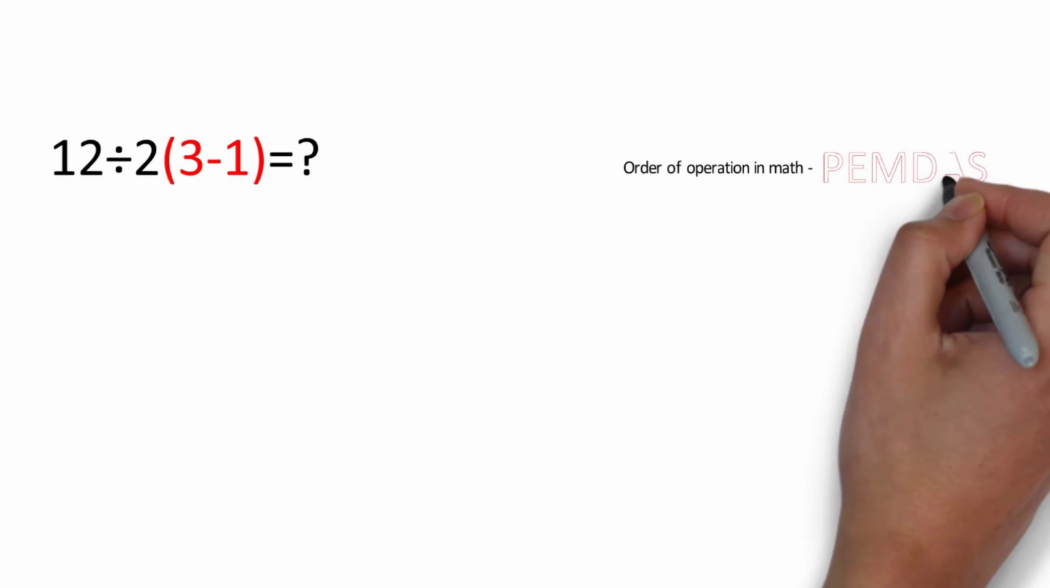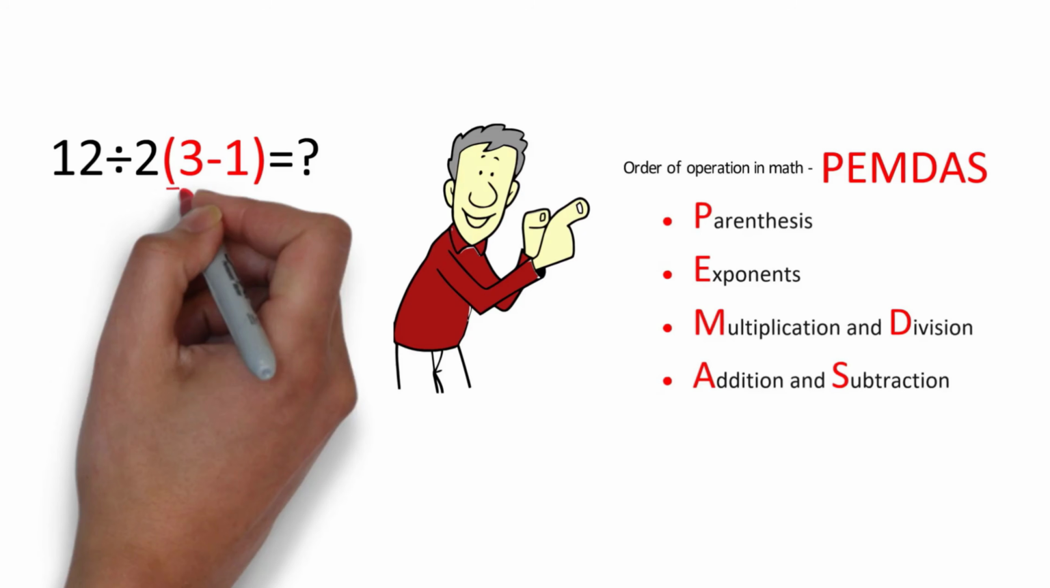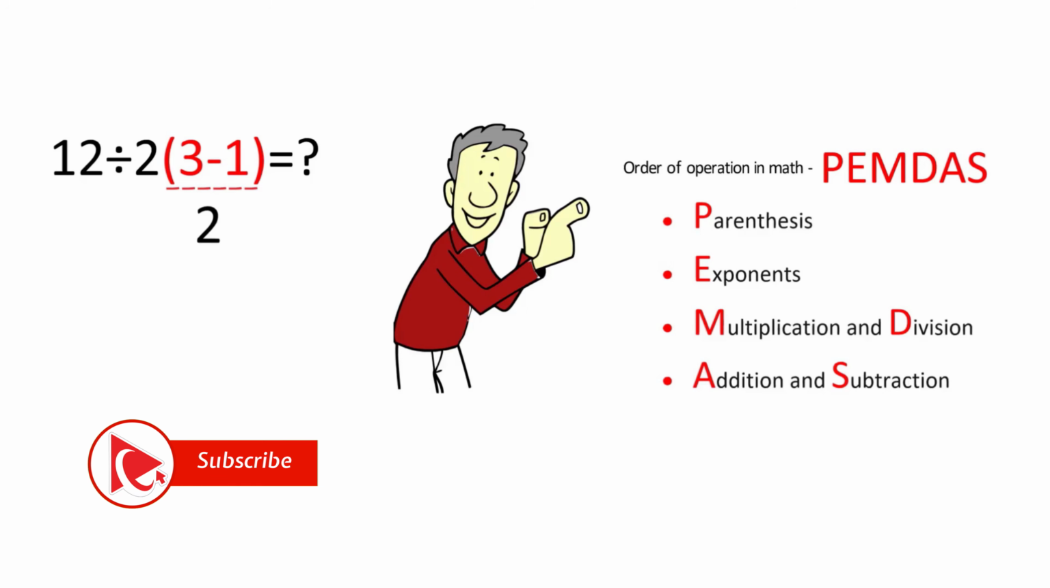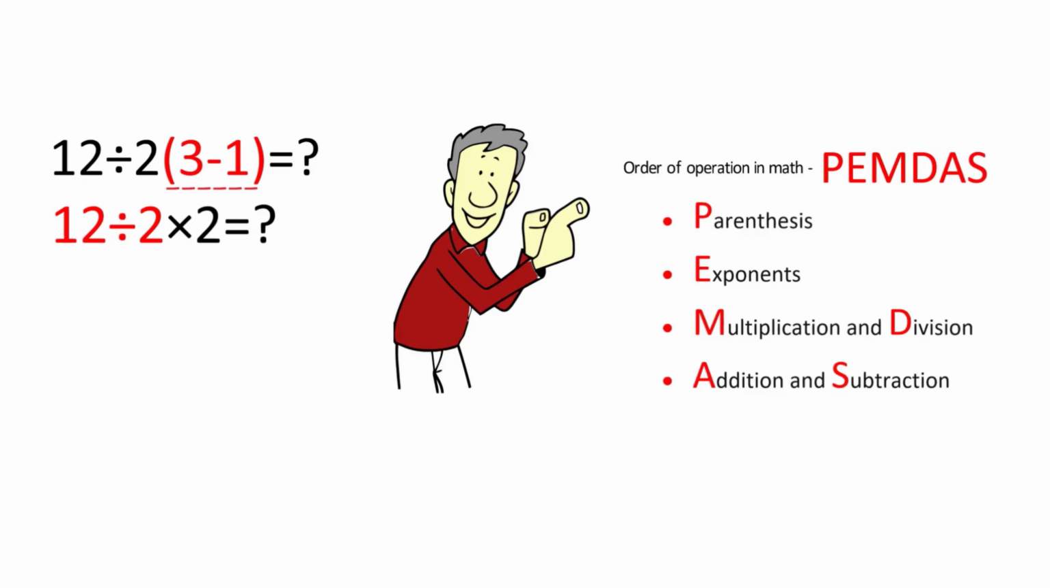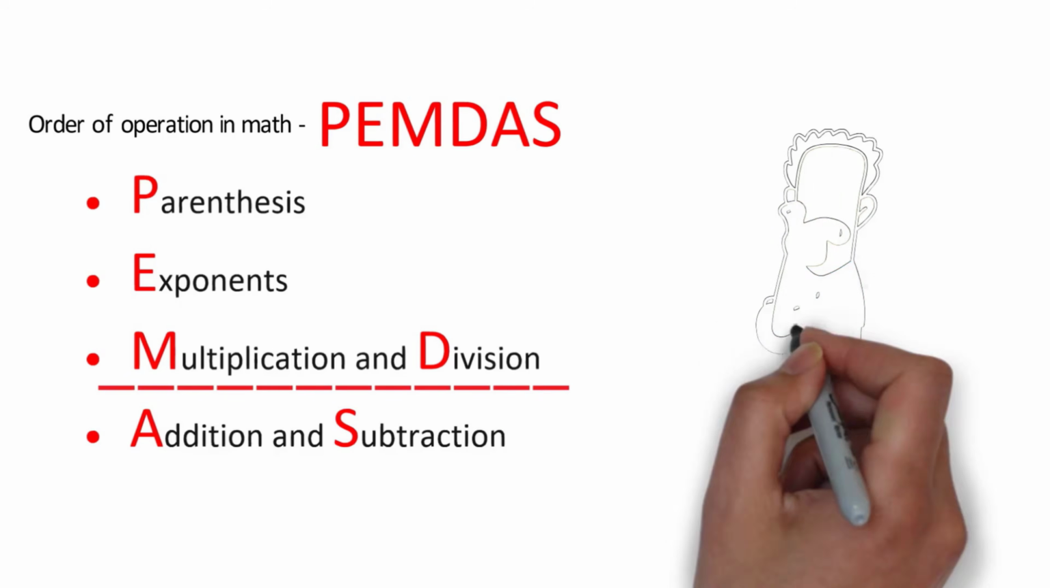The order of operations in math tells us that the first expression we need to solve is in parentheses. We first need to calculate 3 minus 1. And obviously the answer is 2. The big question is, what do we do next? The order PEMDAS tells us that we need to do multiplication and division. But what the order doesn't mention is that we need to do it from left to right.